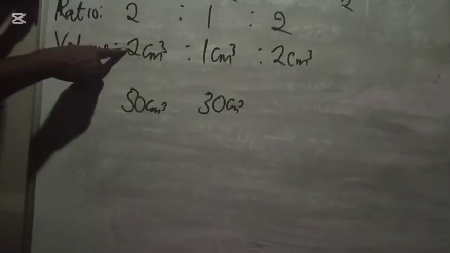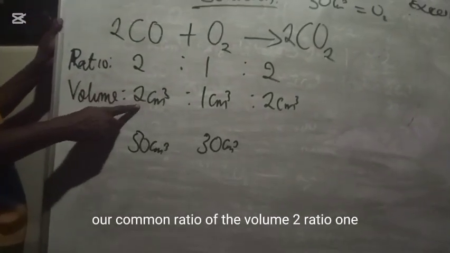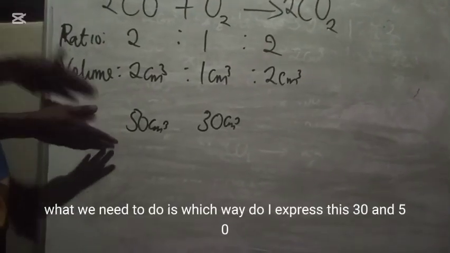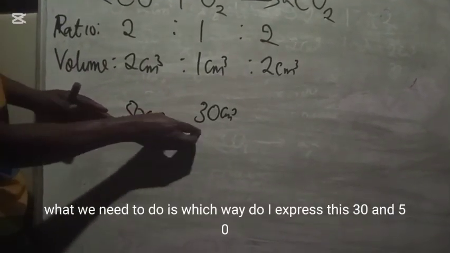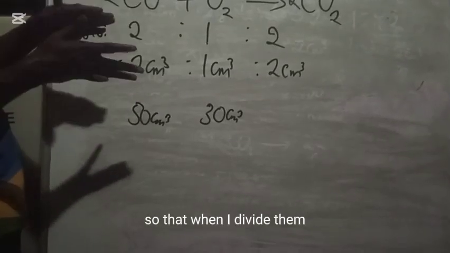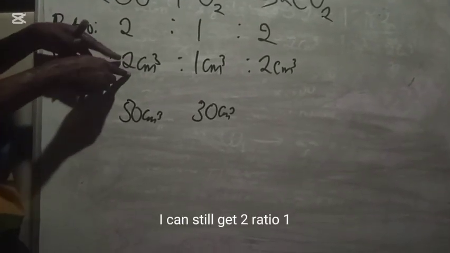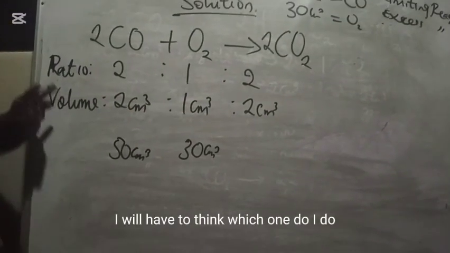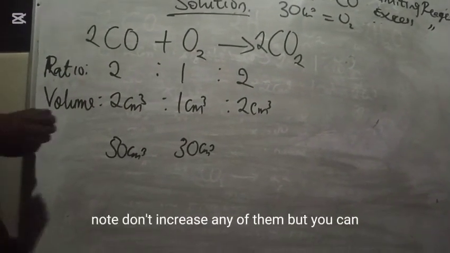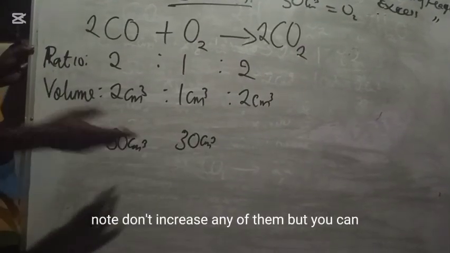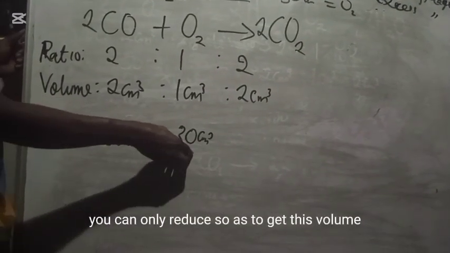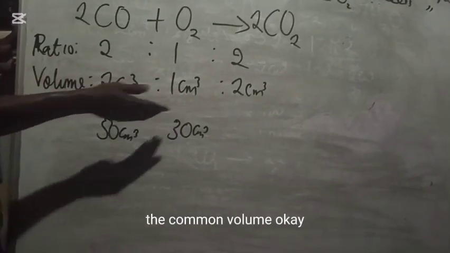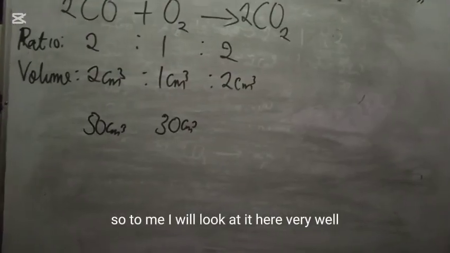Following our common ratio of the volume 2 ratio 1, what we need to do is, which way do I express this 30 and 50, so that when I divide them I can still get 2 ratio 1, 2 under this and 1 under this. I will have to think, which one do I do? Note, don't increase any of them, the only thing you can do is reduce, so as to get the common volume.